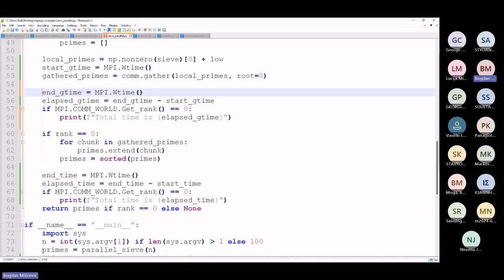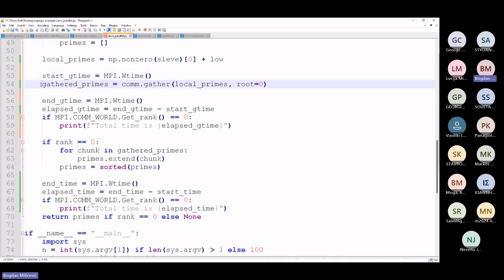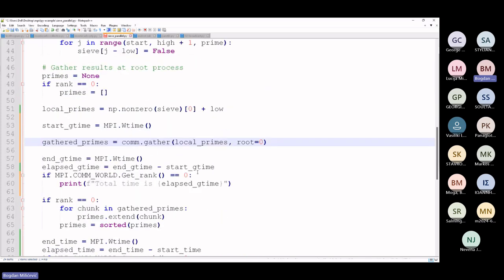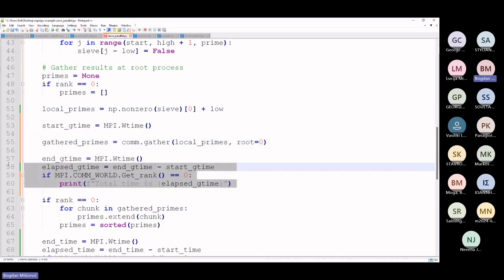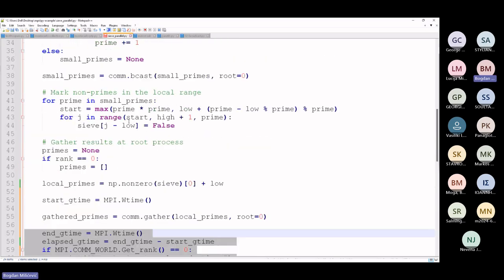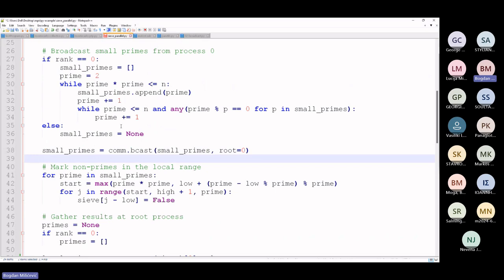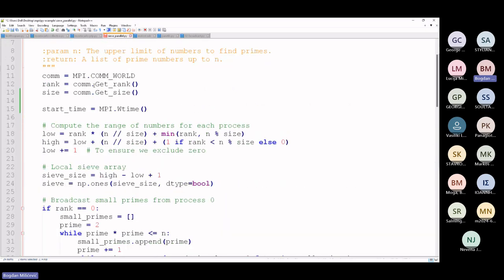So this is just for the analysis. It is really not necessary in order to solve this problem. Better analyze it. And we have broadcast here, and I don't think we have anything else.